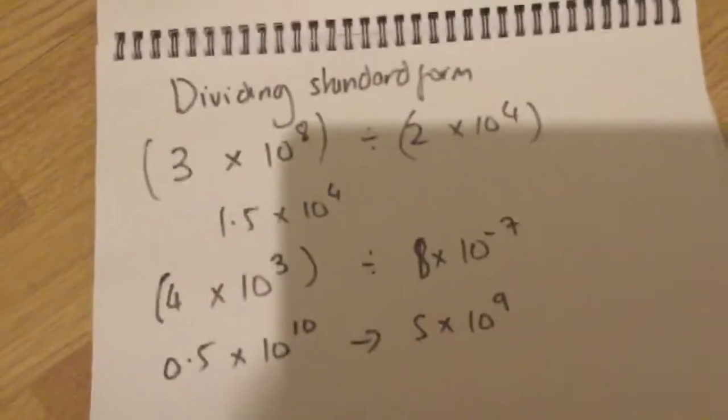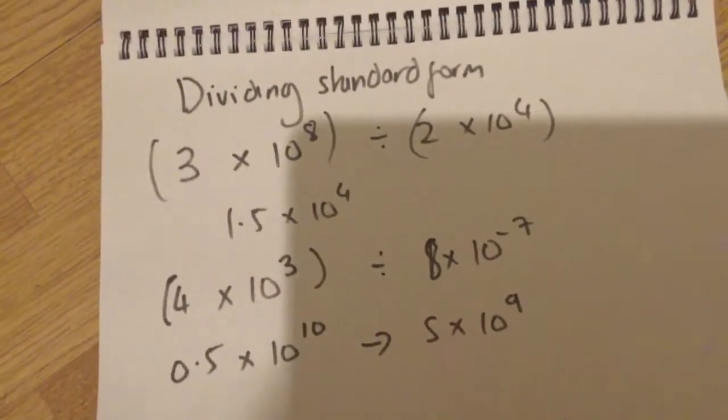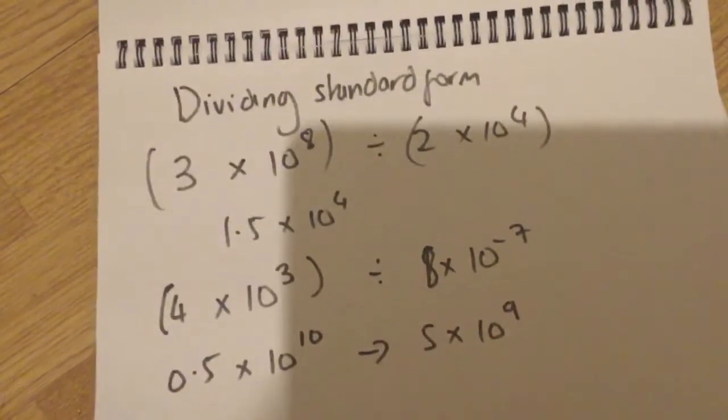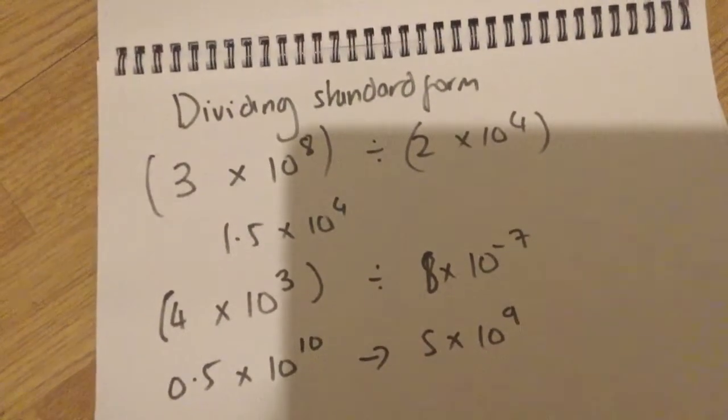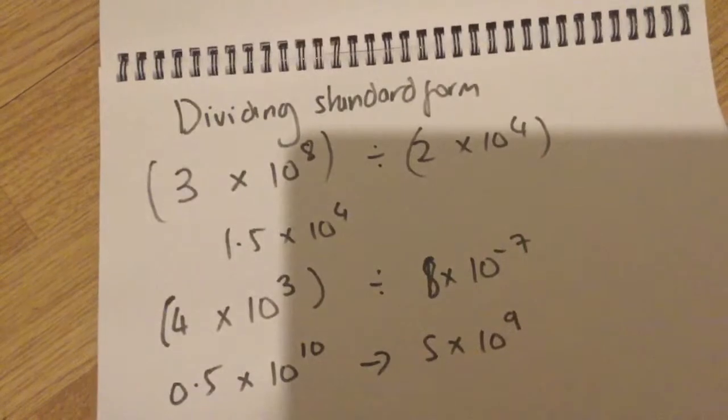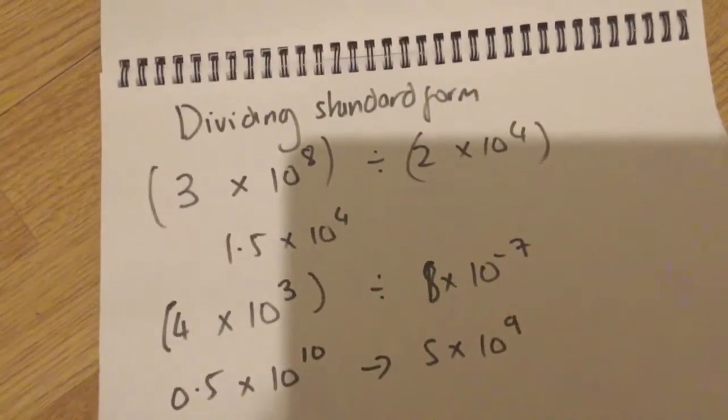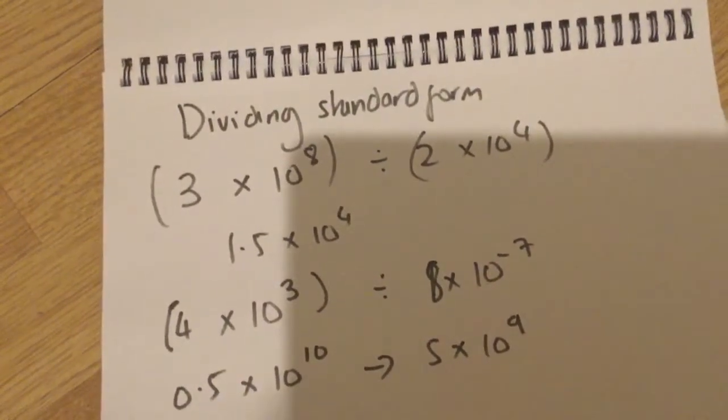Dividing standard form, much of the muchness. Instead of multiplying at the beginning, you divide, and instead of adding at the end, you subtract. So 3 divided by 2 is 1.5. 10 to the 8 divided by 10 to the 4 is 10 to the 4. So we subtracted, 8 minus 4 is 4.